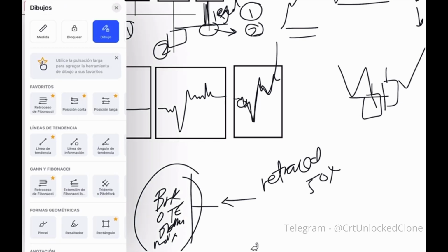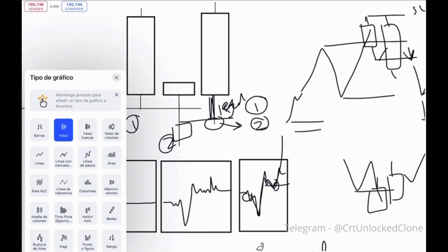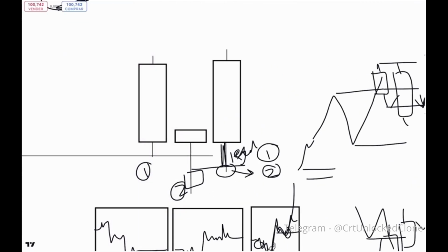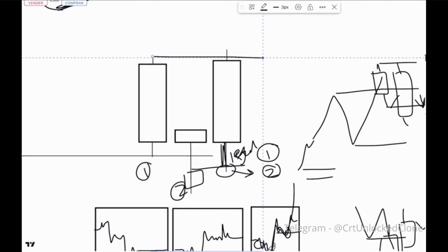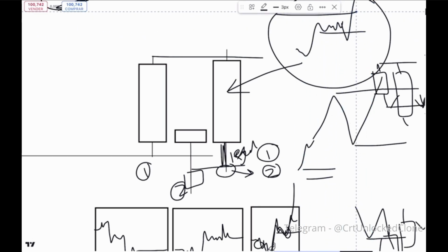And of course, the final one is my favorite, the kiss of the turtle soup before the target. Before this high is hit, there's always going to be in this candle, if you zoom in this candle, one final turtle soup, and the target is met. This is the easiest. This is like taking candy from a baby.